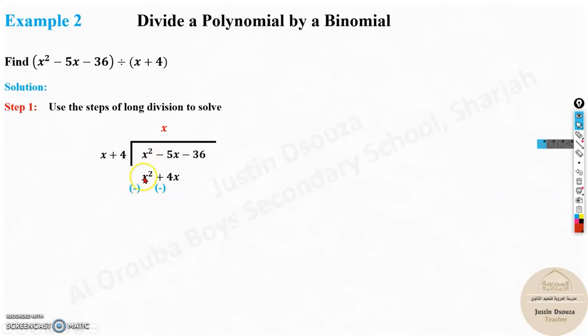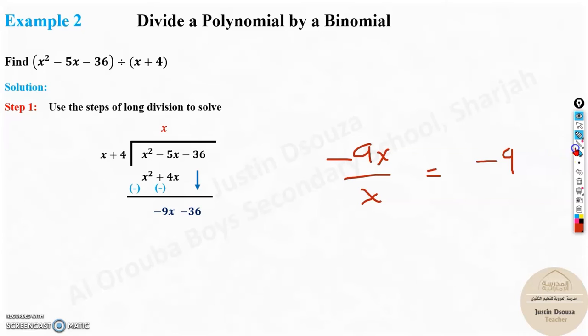Okay, now solve it. This becomes 0 because plus and minus gets cancels. Over here, minus and minus will be 9x. So it will be minus 9x. Now bring this term down. Over here, it'll be minus 36. What next? How much times you have to multiply x to get negative 9x? One way to do it is just divide this by the first term over here. The answer is minus 9. Okay, so you get minus 9 over here.